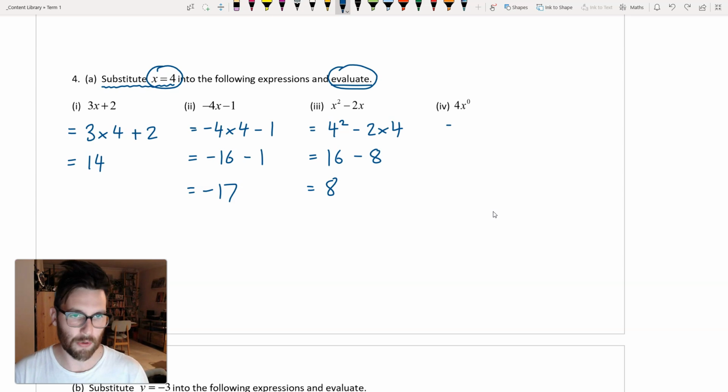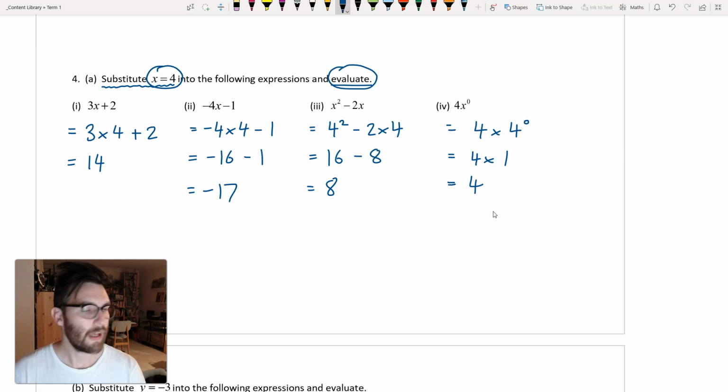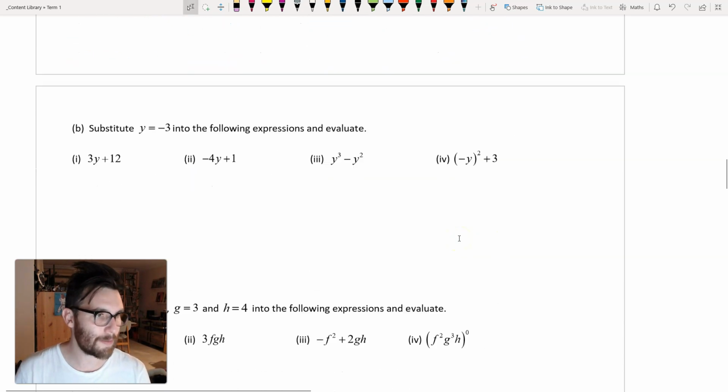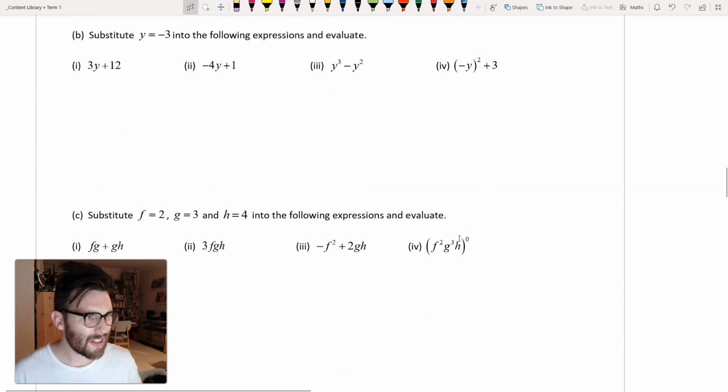And then the next one is probably beyond the scope of the test, but I'll show it to you anyway. So 4 multiplied by 4 to the power 0. We haven't done these sorts of indices, and I don't think you'll need to do them this week, but just for interest's sake, anything to the power 0 is 1. So it becomes 4 times 1, which is 4. So yeah, we will continue this substitution party for another 2 questions.